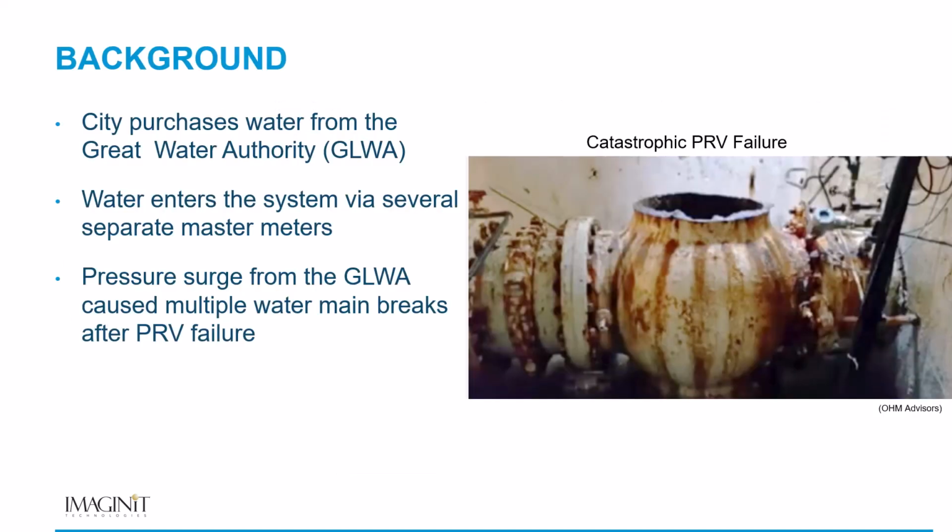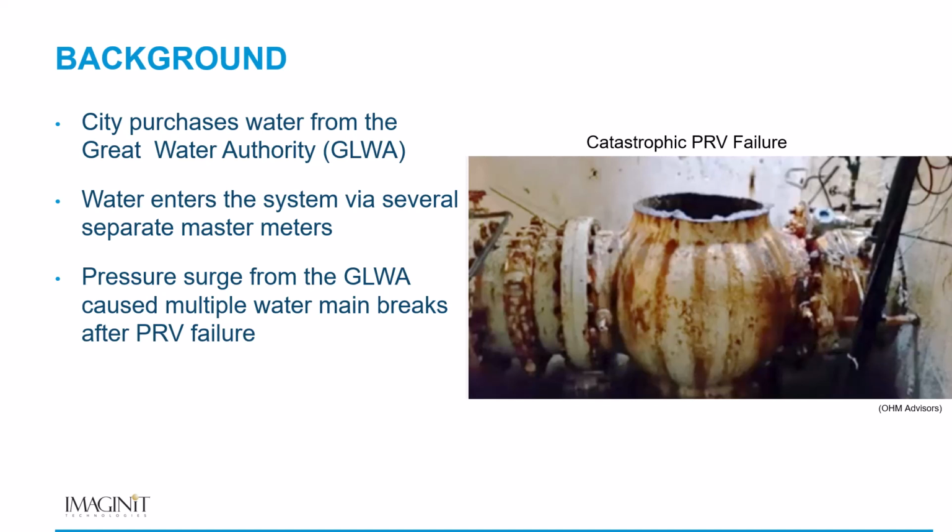In 2018, Livonia faced a critical infrastructure challenge. A surge event originating from the Great Lakes Water Authority, their primary water supplier, transmitted through one of Livonia's master meters. It was intended to be contained by a pressure-reducing valve. However, the pressure-reducing valve catastrophically failed, leading to widespread water main breaks and substantial service disruptions. This incident underscores the limitations of existing reactive strategies and highlights the need for a proactive, technology-driven approach.